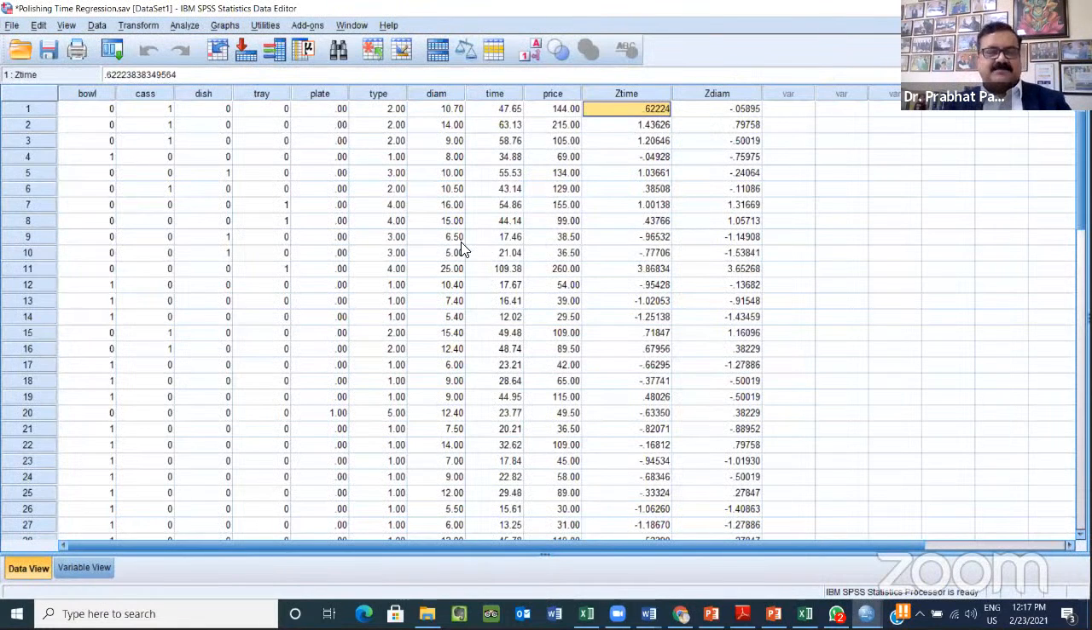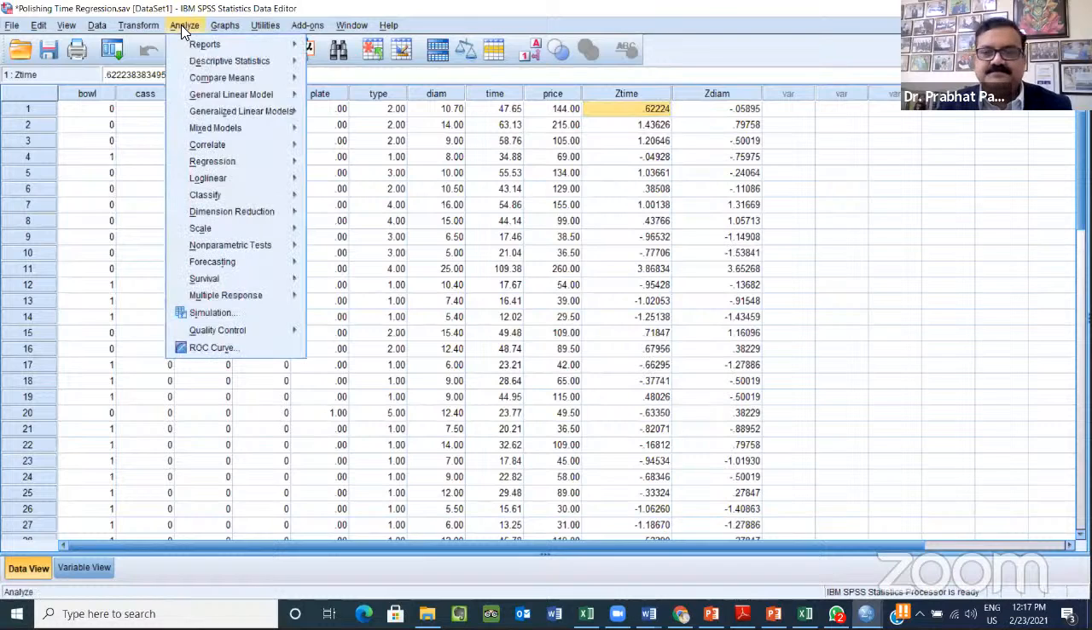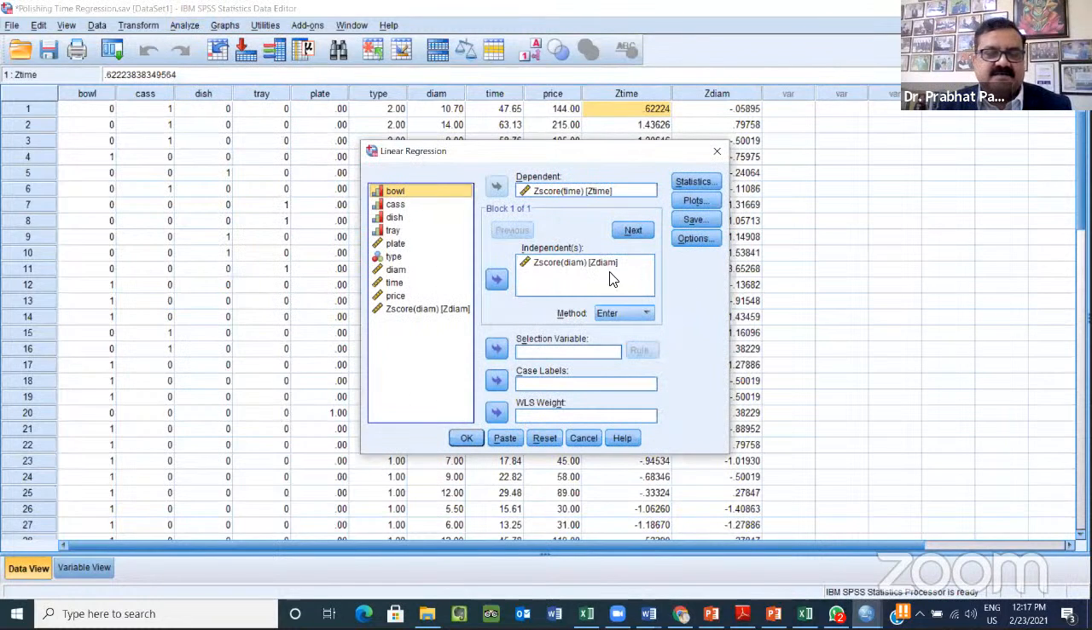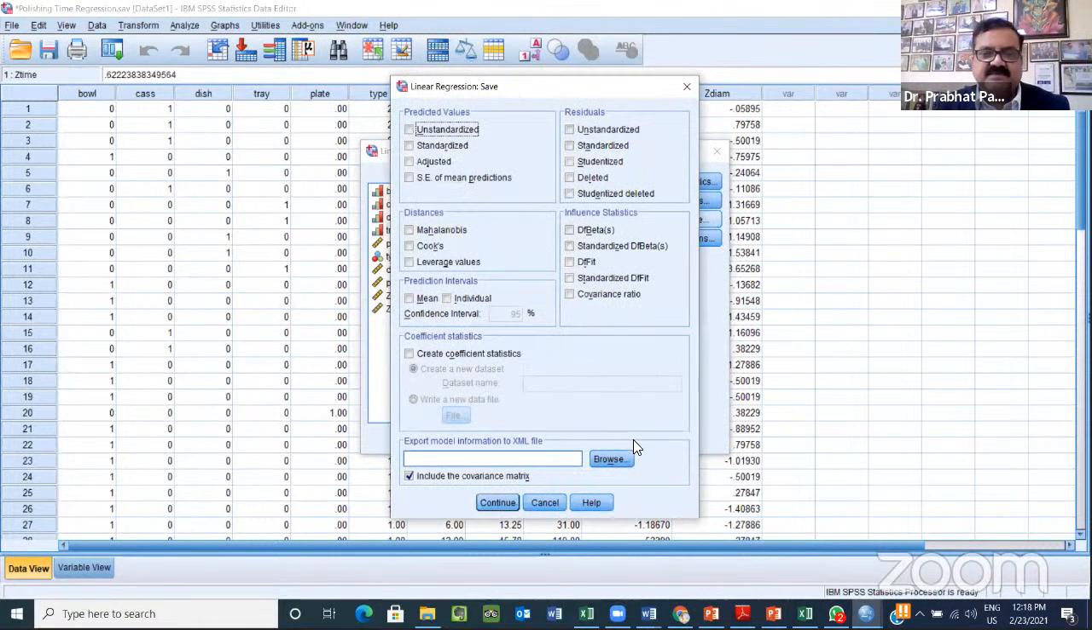Okay, so here I'm coming to this table. I'm going to analyze, regression, linear. And I'm going to reset because we're dealing with the data, not the original data, not the diameter. So this is the data for regression. So we go to the save button.